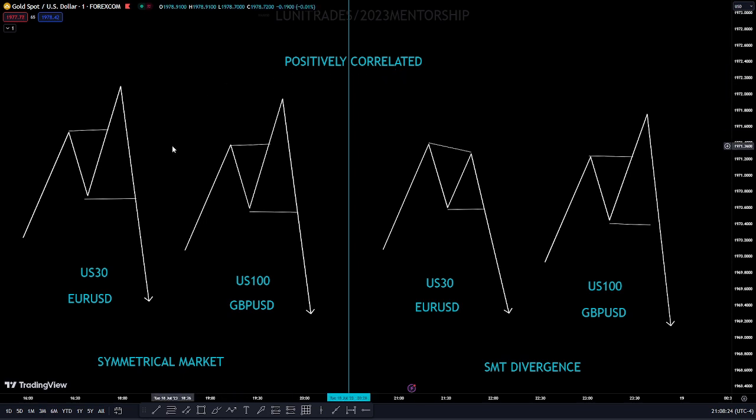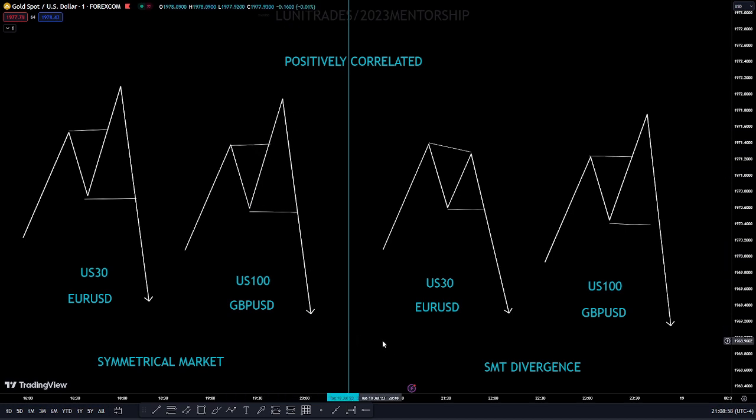Now, for the positively correlated market, since markets are moving the same way, like in this example, the markets are symmetrical. This is a symmetrical market. You see, what's happening in US 30 is also happening in US 100. I can give an example in forex too. If it's happening in USD, it will happen in JPY. As you can see, the market raided the high, and the same thing happened here. The market also raided the high.